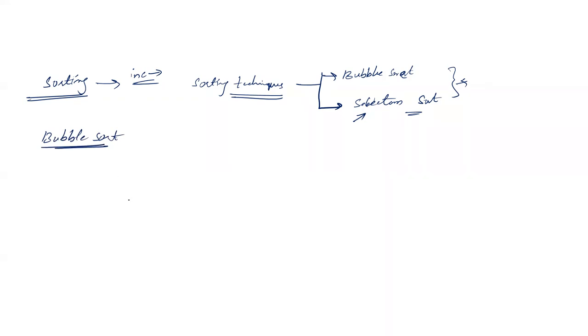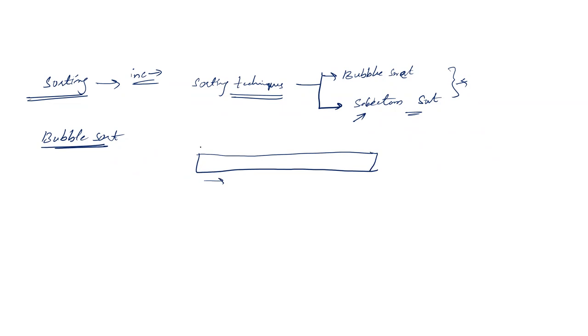Bubble sort. Bubble sort is a sorting technique that sorts the elements using the logic of swapping. What is that? For example, if you stand in a line and you want to make people stand in increasing order, what are you going to do?